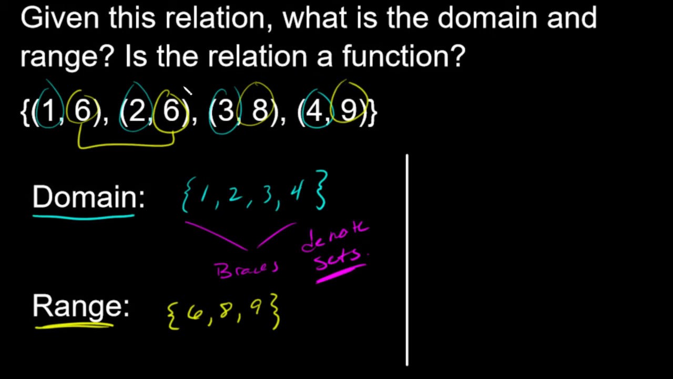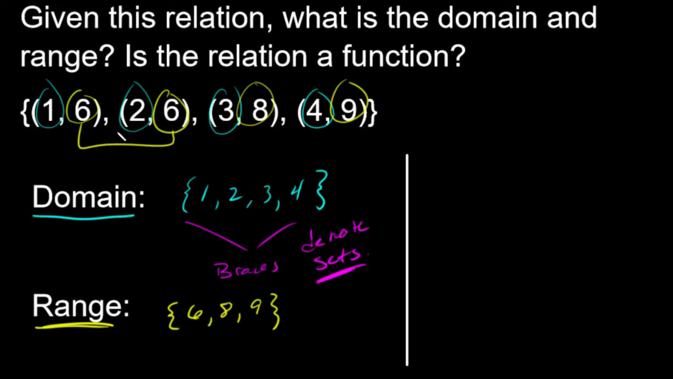So to be a function, a single x value can only go to one y value. So here, is 1 used again? No. The x value 1 is not used more than once, so that's okay. And if you look here, none of these x values are used more than once. So there's no way that they can have one x value mapped to multiple y values if it's not even used more than once. So 1 went to 6, 2 went to 6, 3 went to 8, and 4 went to 9.